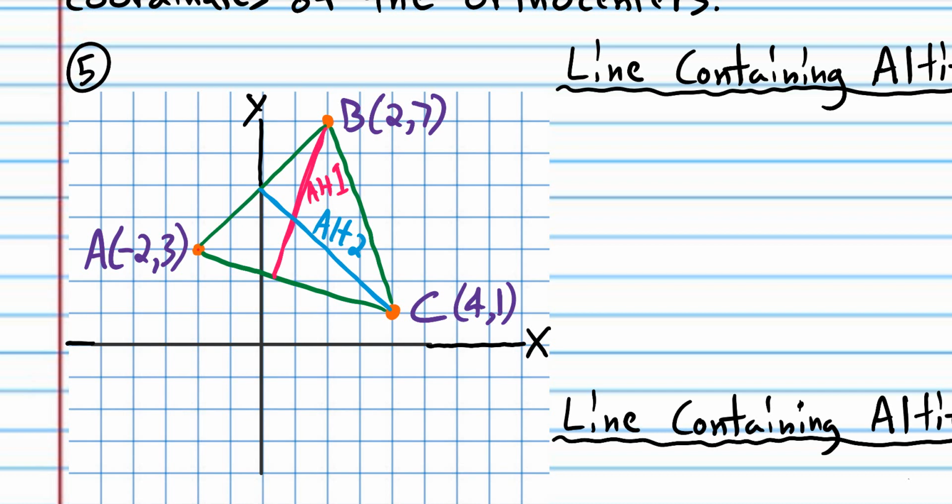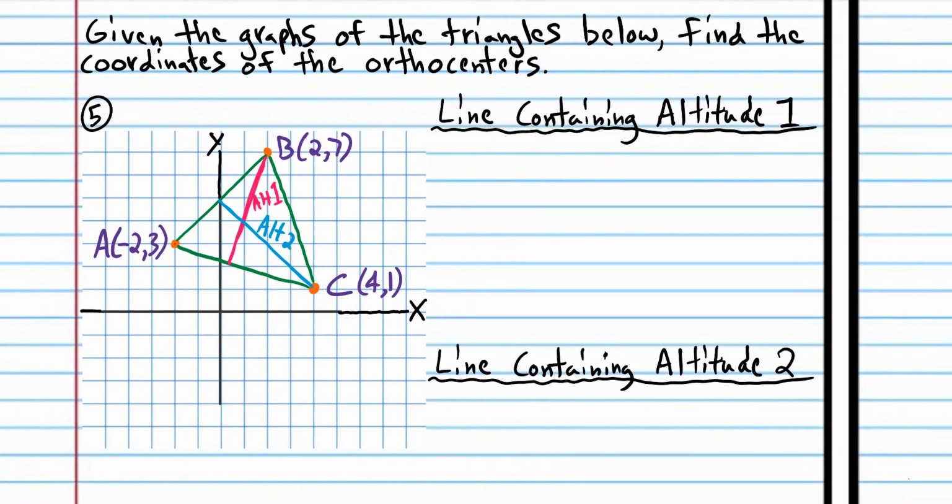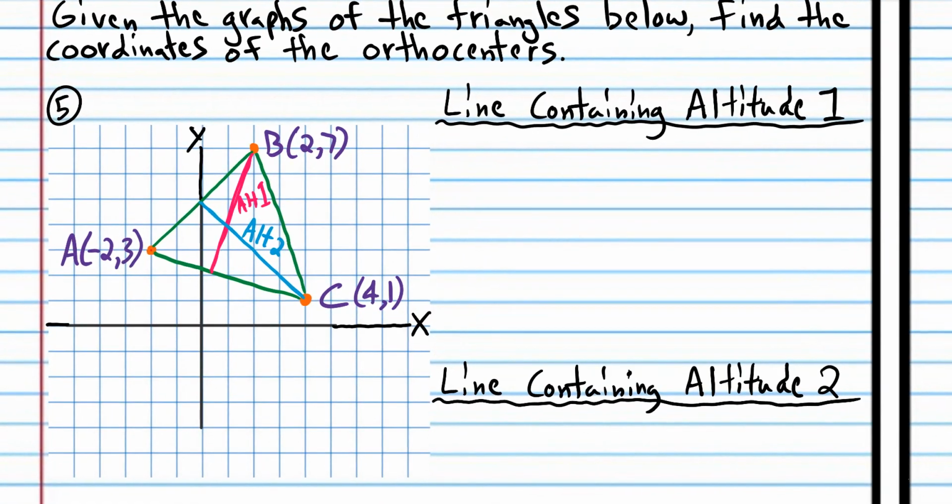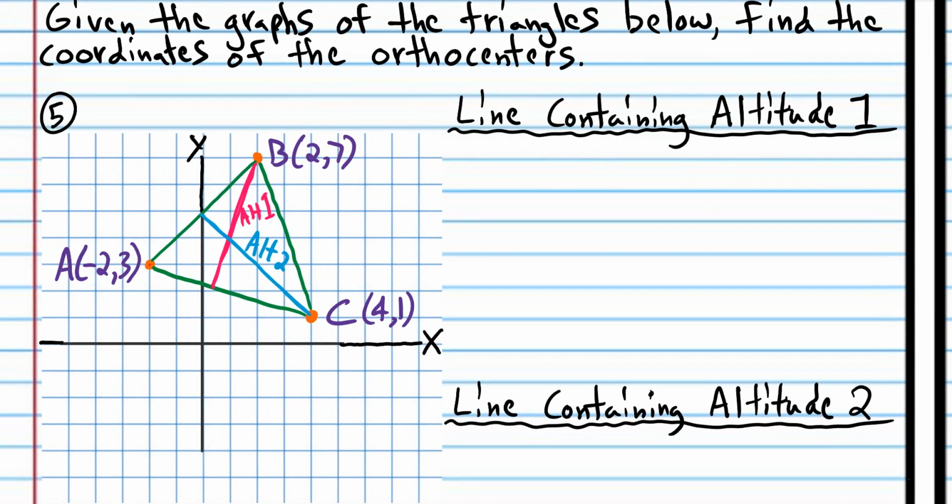So now we're kind of going backwards. We're solving the system, and then using that coordinate, that answer, to see what coordinate the orthocenter, the intersection point, would be. So all that said, let's go ahead and get started. We're going to start with altitude 1, the red altitude. We have to, again, find the equation of the line containing that altitude. So we need a point and we need the slope. We have a point, that's easy, but we need to find the slope.